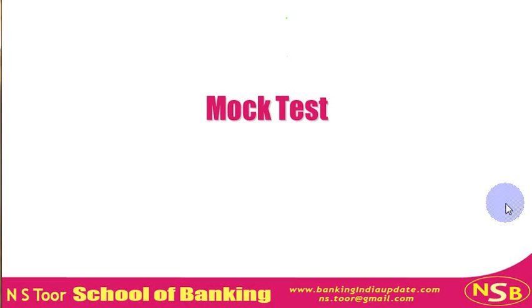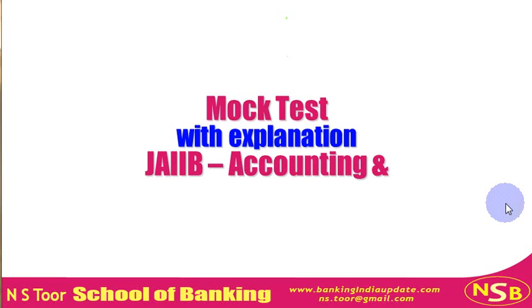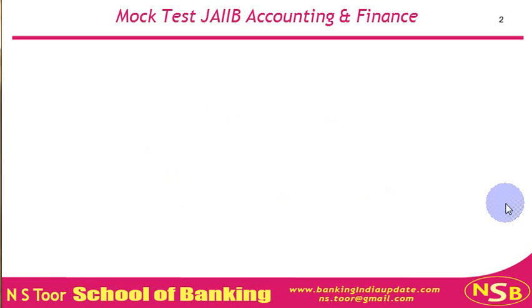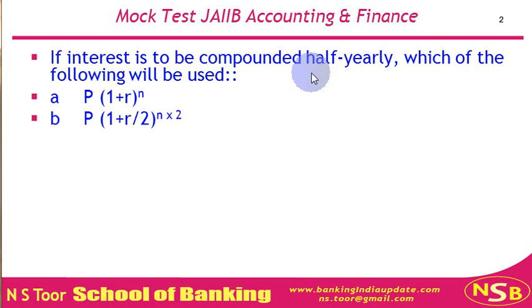In this lecture we are going to discuss a mock test with explanation on JAIIB Accounting and Finance for Bankers. There are certain questions which we are going to discuss. First question: if interest is to be compounded half yearly, which of the following formulas shall be used? Here our question is, interest is to be compounded not on an annual basis but on a half yearly basis. So these are our options.